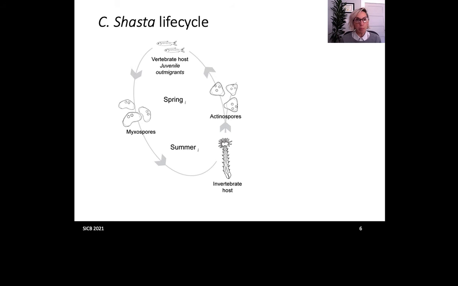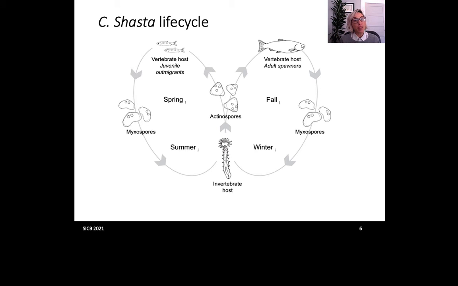C. shasta is a myxozoan parasite, so it alternates between 2 hosts and 2 waterborne stages. Actinospores are released into the water from benthic annelids where they encounter fish hosts. And infected fish then release myxospores that are consumed by the annelids, develop within these hosts before being expelled back into the water, and so on.